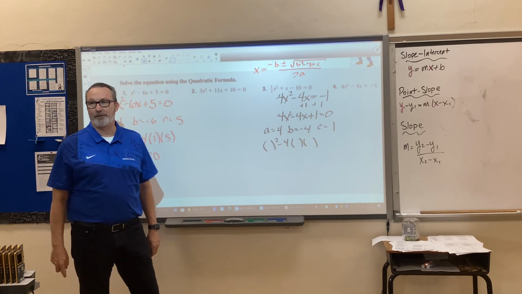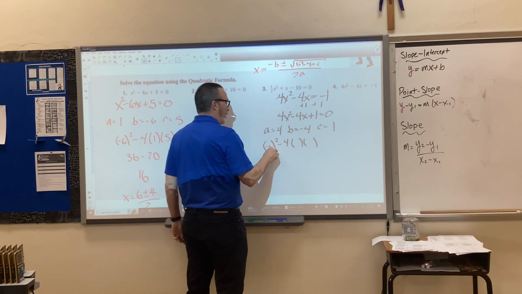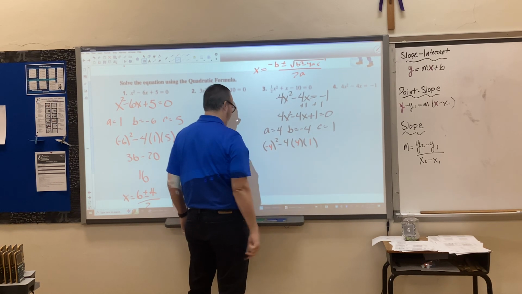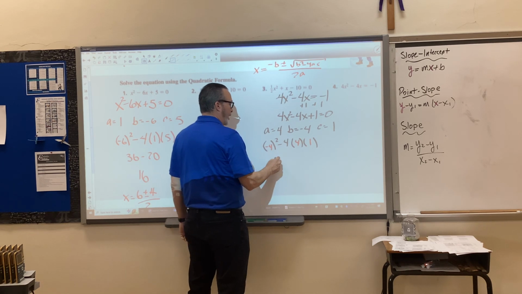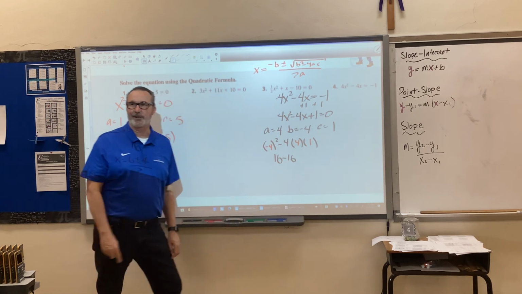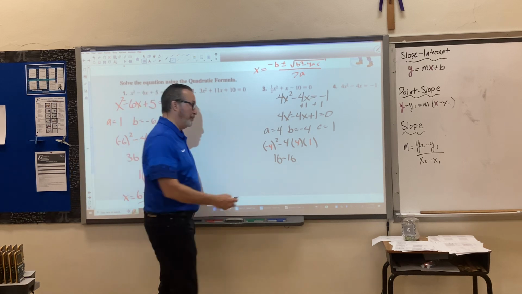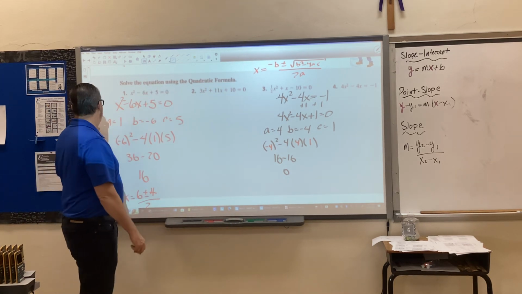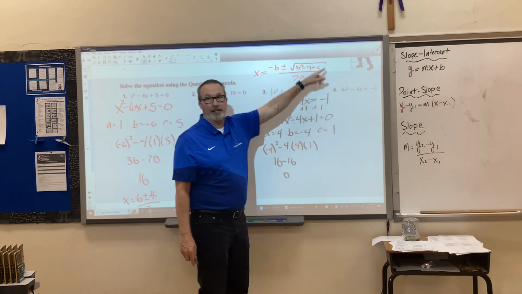What do I put in for B squared? -4. -4. A is 1. Or no, 4. C is 1. X is equal to, so that's 16 minus 16. Does that mean we can't do it? 0. Oh, it's 0. And 0 is a number. And the square root of 0 is what number? 0. So we can plug all that in with the 0 for b squared minus 4ac.